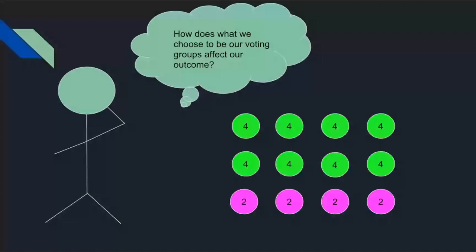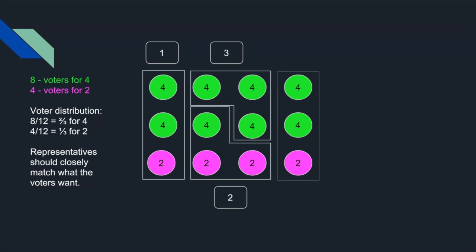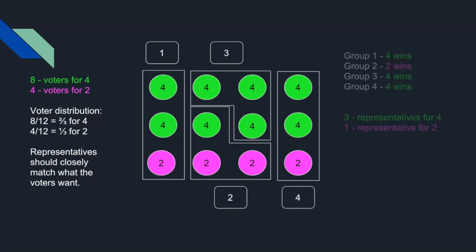Before splitting their whole class into groups, say there are 12 people in the class and 8 people vote for 4, while 4 people vote for 2. We want to split this mini-class into 4 groups. Looking at the voter distribution, it seems we have 2/3 of the class voting for 4 and 1/3 of the class voting for 2. In order to have a fair grouping, we want our representatives to closely match what the voters want. In order to do this, these are the groupings that the class decides is the best way to split the class. With this setup, 4 wins 3 groups, while 2 wins 1 group.